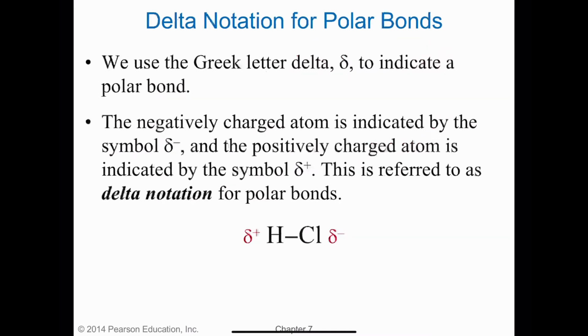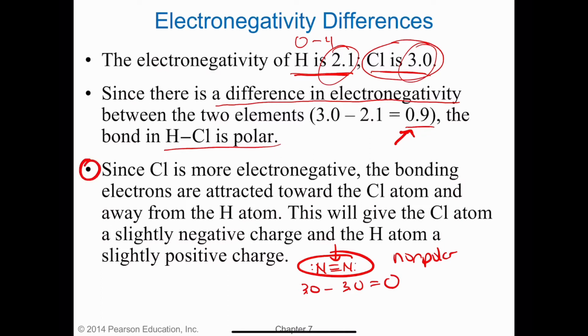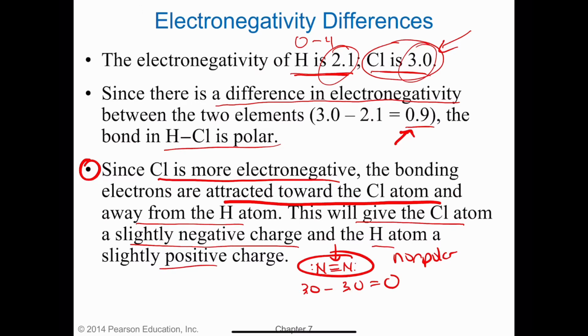Now on this delta notation, which they started here, but I didn't really point to it, because the chlorine is more electronegative, it's going to be attracting the electrons a little bit more. So since chlorine's more electronegative, they're attracted to the chlorine atom, and they're basically being pulled away from the H. This gives the chlorine a slightly negative charge in that bond, and the H gets a slightly positive.